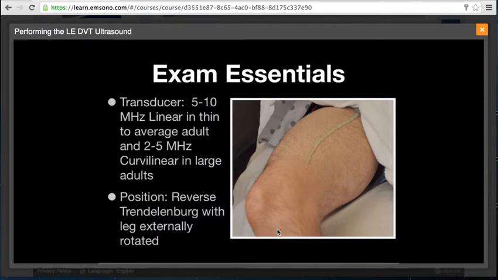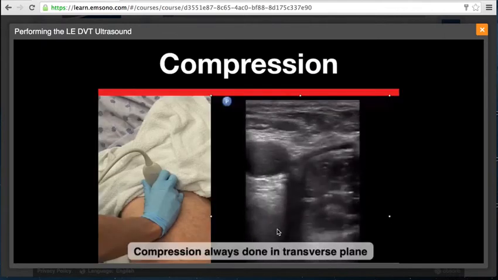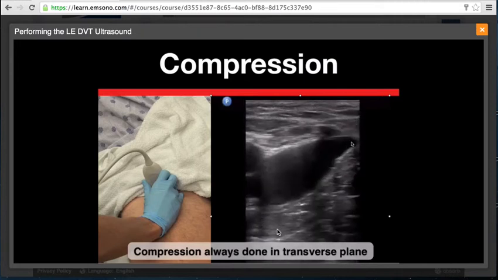In terms of positioning, you want the patient to be comfortable. Ideally, you should have them in a reverse Trendelenburg position with the leg externally rotated. In older patients who can't externally rotate their leg, you may want to have them turn on that side so that they're not tensing their leg. When performing compression of the vein, it's always going to be done in the transverse plane.